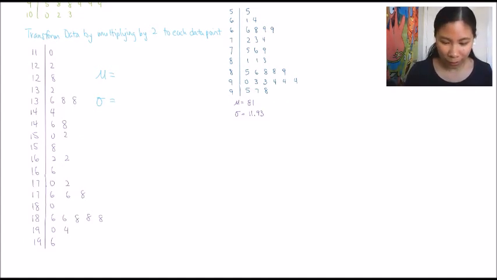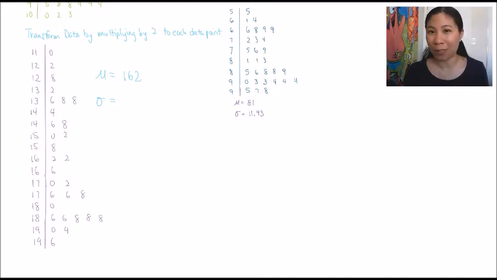So because of that, the spread between each of our stems also changed a little bit. The range is a lot greater. And here, if we calculate the new mean and standard deviation, the mean now actually becomes 162. Interesting. So if we multiply everything by 2, then our mean also gets multiplied by 2. Okay, so it makes sense. If you multiply every single data point by 2 and then you add them all together and divide by how many there are, it makes sense that the average would also get multiplied by 2.